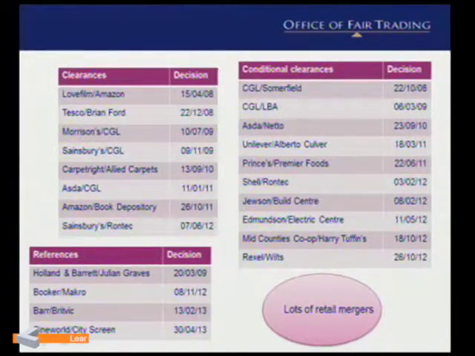The OFT publishes all merger decisions on its website. But one thing you can notice is that there are a lot of clearances, there are a lot of conditional clearances, and there aren't many references to the Competition Commission arising out of this. And the second thing is there are lots and lots and lots of retail mergers. And I think that's not a coincidence. This is a technique that I think is particularly applicable to mergers at the retail level, where shops sell stuff to people. And I'll come on to talk about that a bit later too.